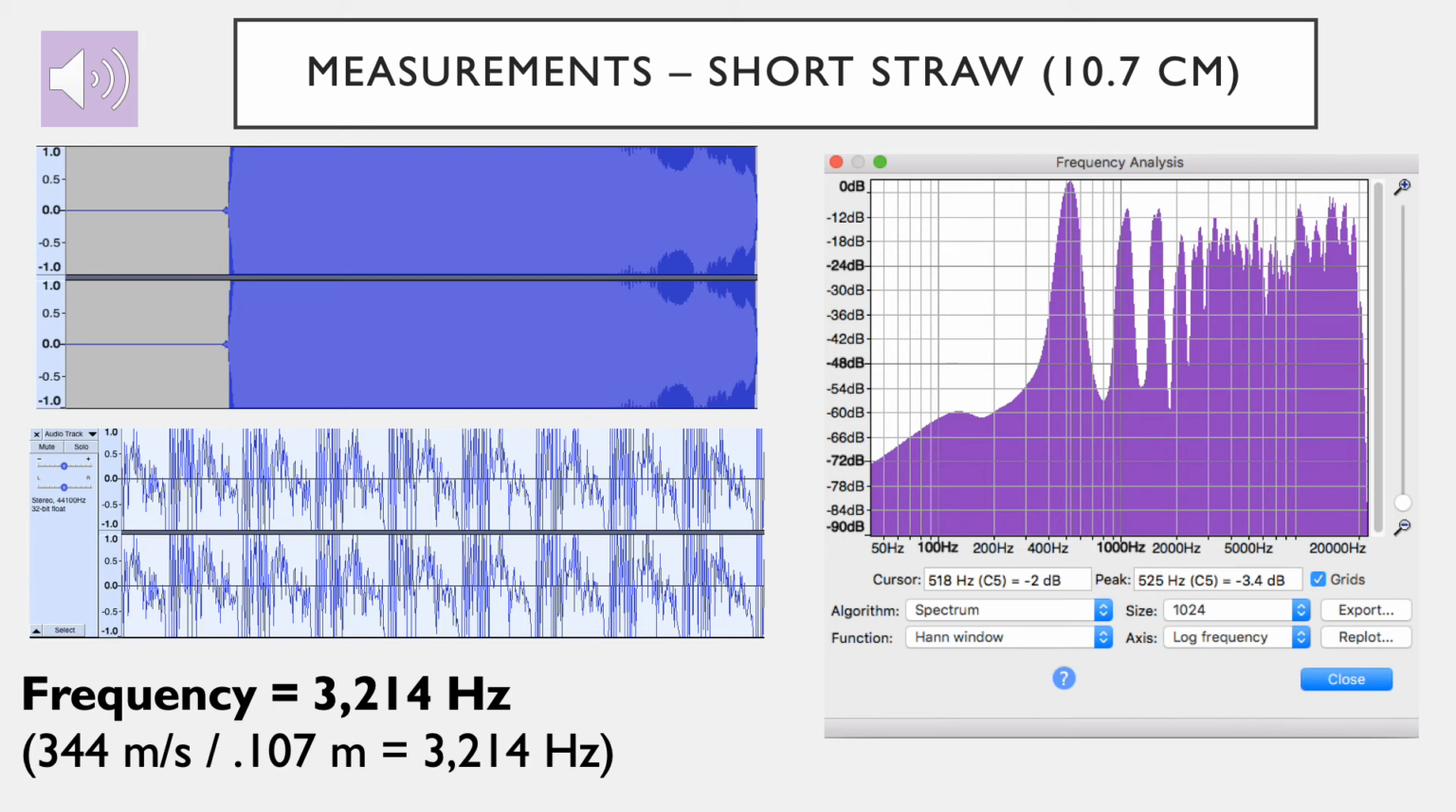I also calculated the frequency by measuring the length of the short straw in centimeters, which is 10.7. I then converted this measurement to meters, which is 0.107. I then took the speed of sound in air, which is 344 meters per second, and divided it by 0.107, and that was equal to 3,214 vibrations per second, or hertz.